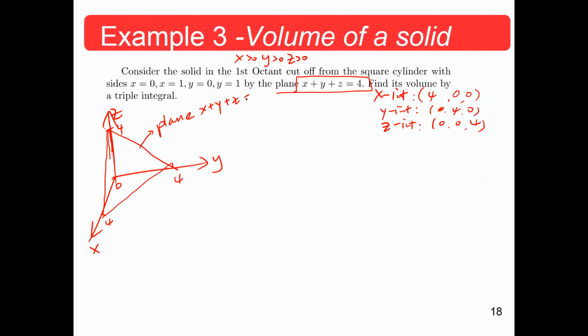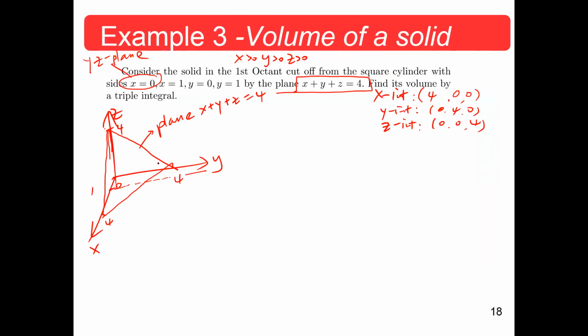X plus y plus z equals 4. Good? Yep. And then we're going to have a solid which is cut out from the square cylinder with sides x equals 0. What's x equals 0? X equals 0 is just the YZ plane, right? Yep. YZ plane.